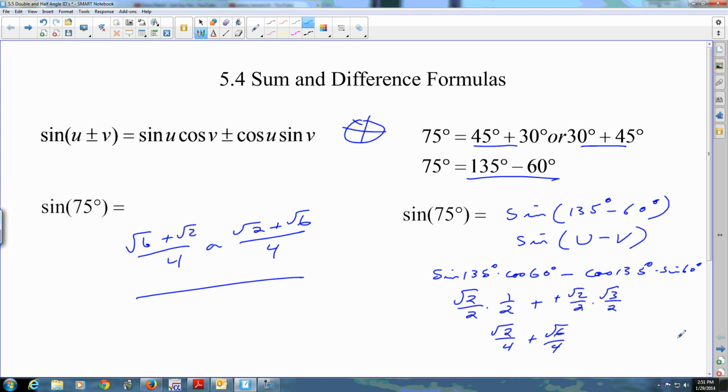Okay? So just trying to have a little buy-in that it really doesn't matter which one you do it. Now I can't switch these, otherwise I get sine of negative 75. Okay? The order when you're subtracting can't be switched.